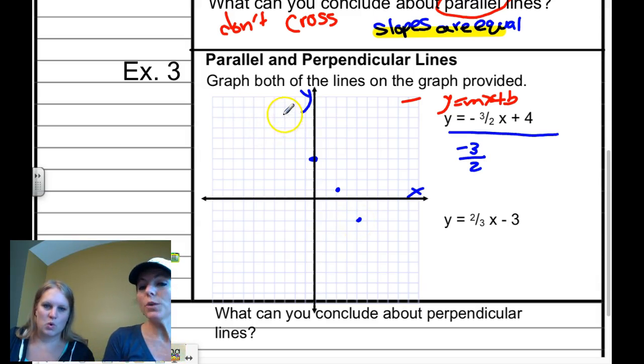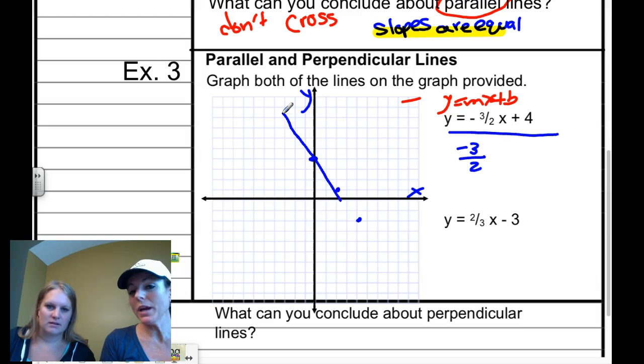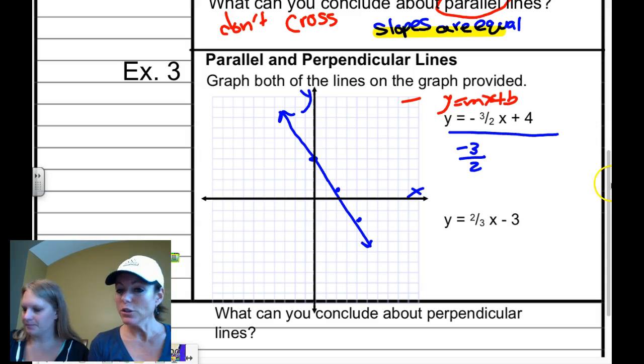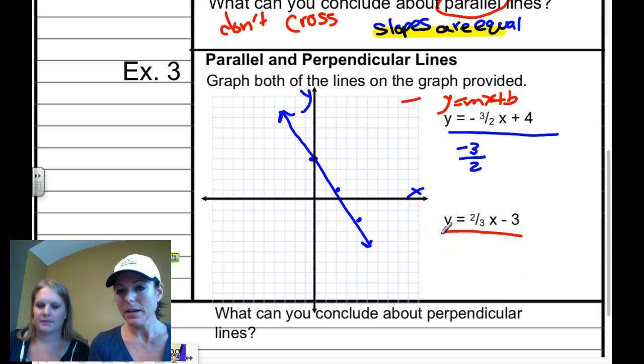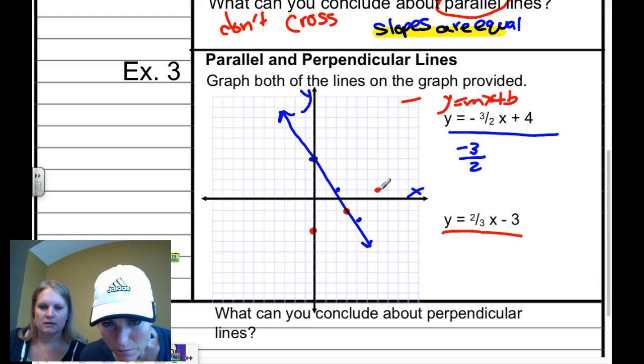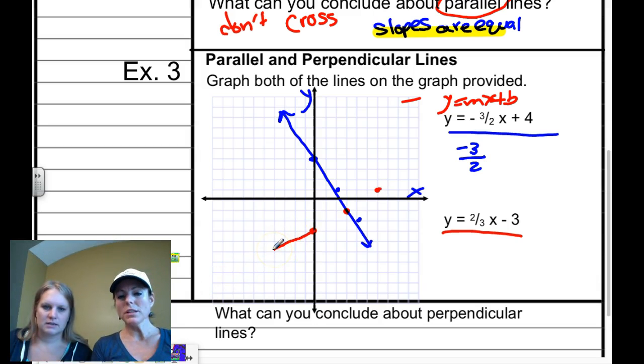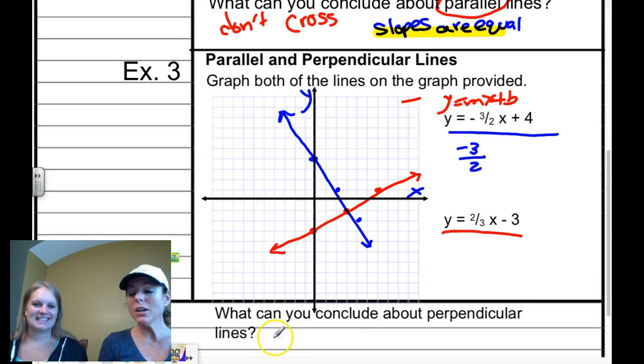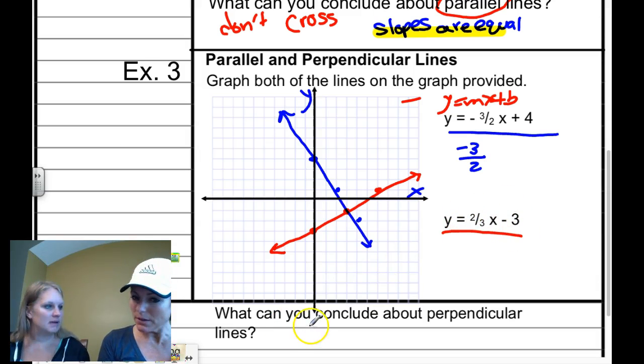There we go. And notice the line is going down and to the right. That's because our slope is negative. Let's look at the other line. I'm going to do this one in red. So we're going to start at -3. 1, 2, 3. And this time we're going up 2 and to the right 3. And we draw the line. Oh, I'm getting better at this. And again, we know this one's going to go up and to the right because the slope is positive.